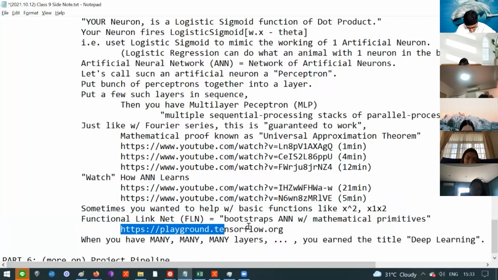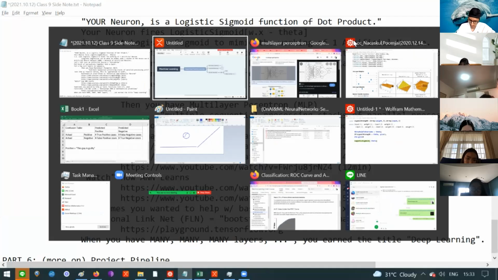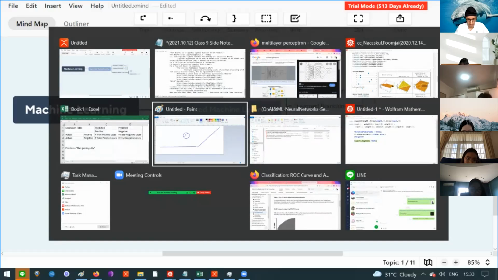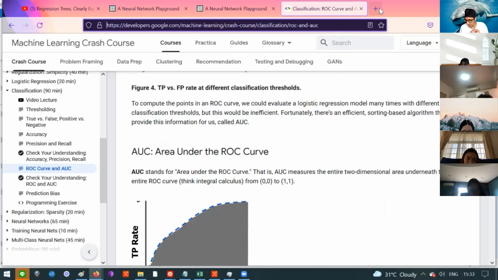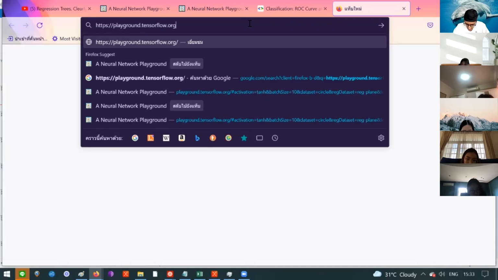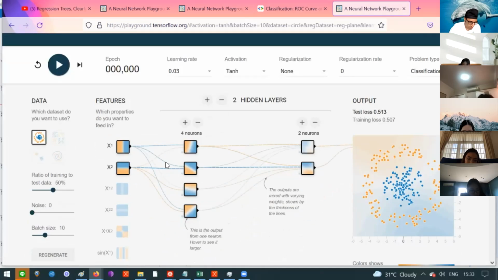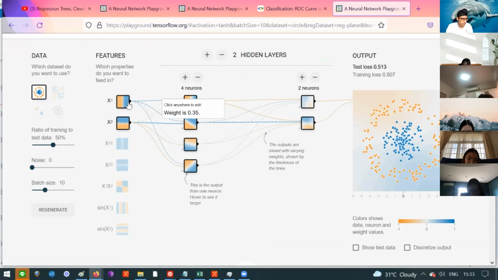Now, this is very special to me because my very first professor in neural networks was a pioneer in functional link. He's probably in his 90s.